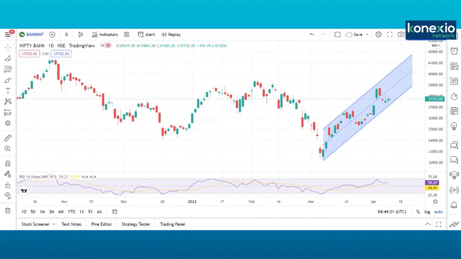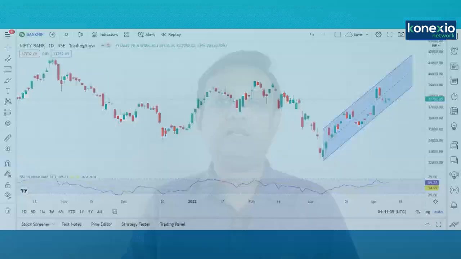Traders should try to follow these supports and resistances, and try to trade in the direction of the primary trend. The primary trend is positive, and dips should be used as a buying opportunity.